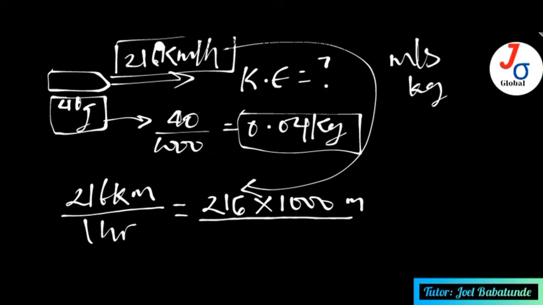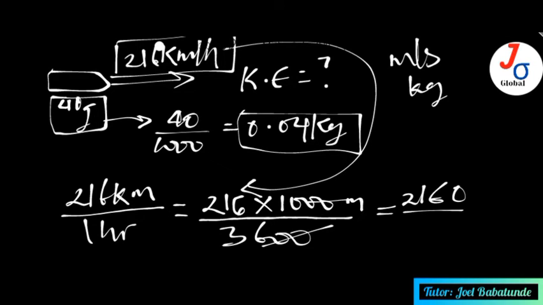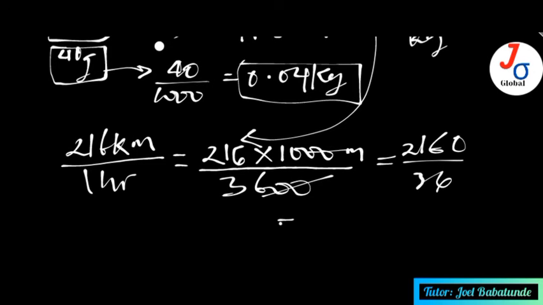Then how many seconds are in 1 hour? 60 seconds make 1 minute, 60 minutes make 1 hour. So that's 3600 seconds in 1 hour. So these 2 zeros are going to cancel 2 zeros here, and so I have 2160 divided by 36. And that basically gives me, punching a calculator, about 60 meters per second.